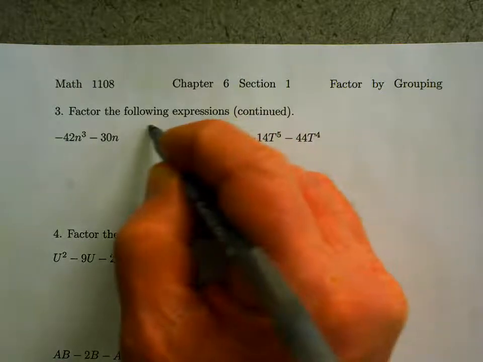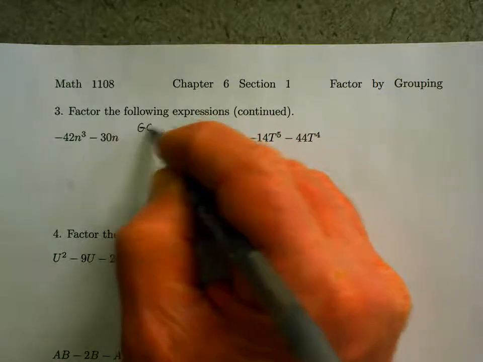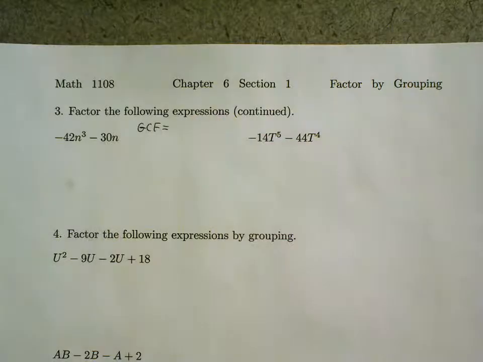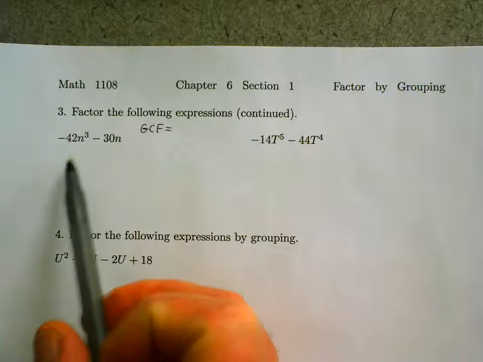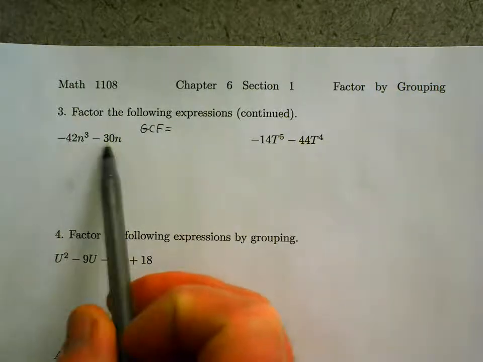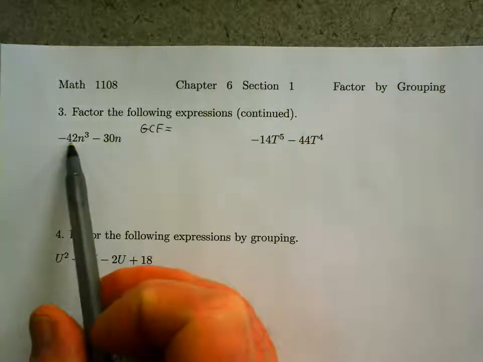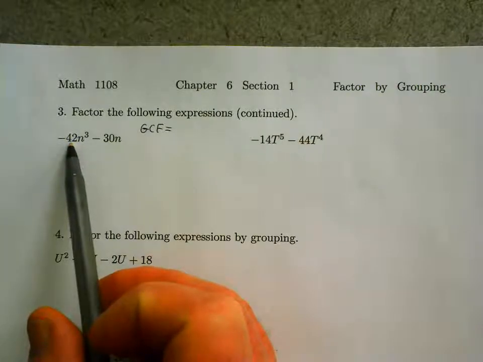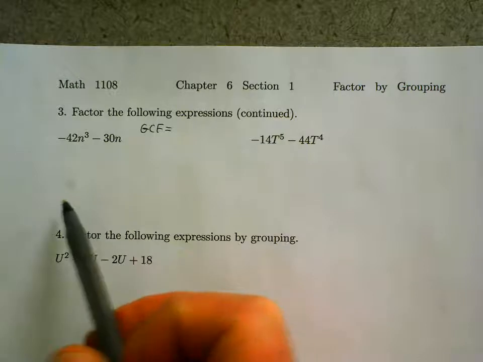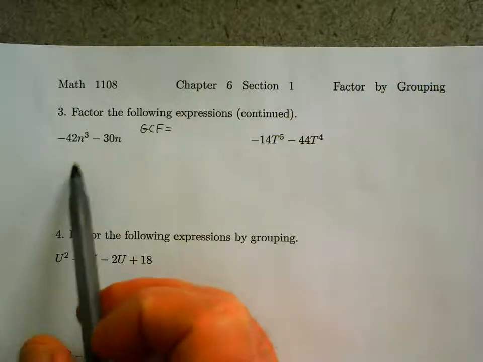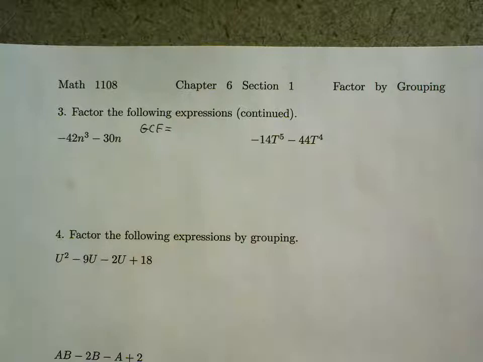So let's first find the greatest common factor. And when we're doing this, we can just momentarily ignore the negatives. Just think of what you would do if you wanted to find the greatest common factor of 42 and 30. So what is the greatest common factor of 42 and 30?